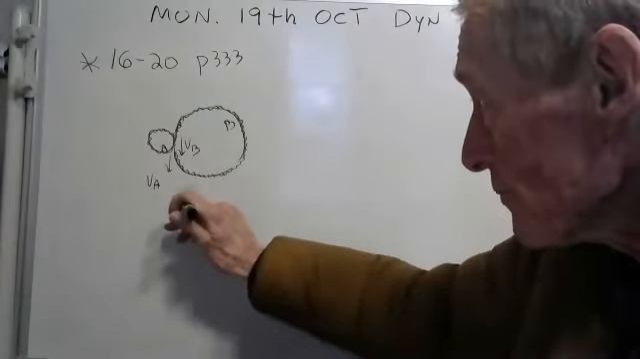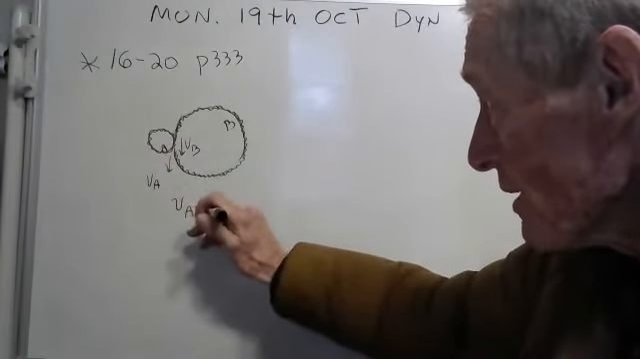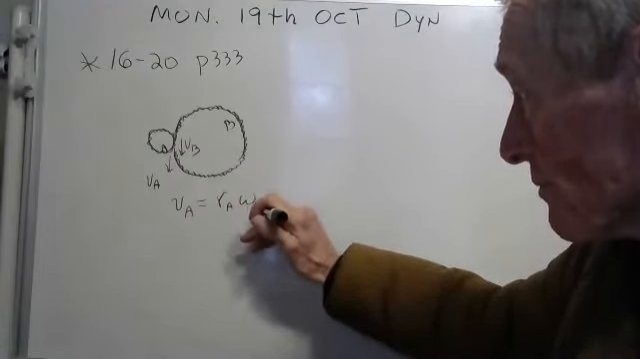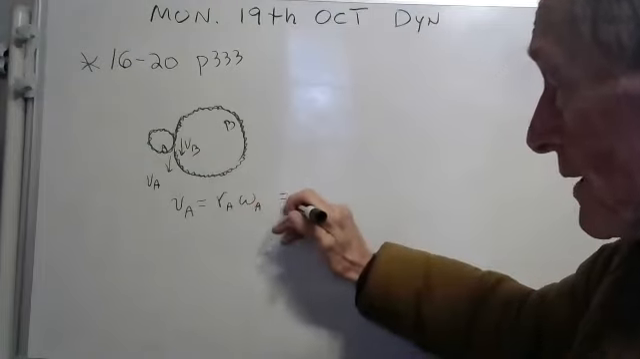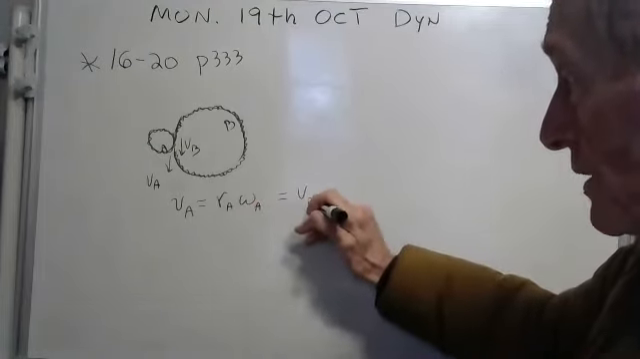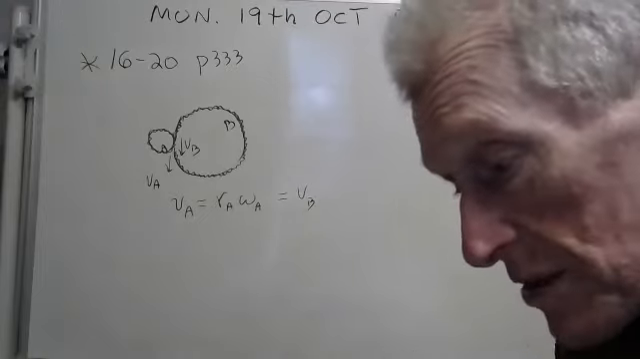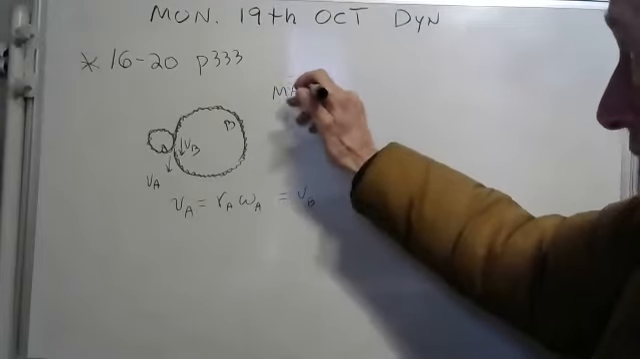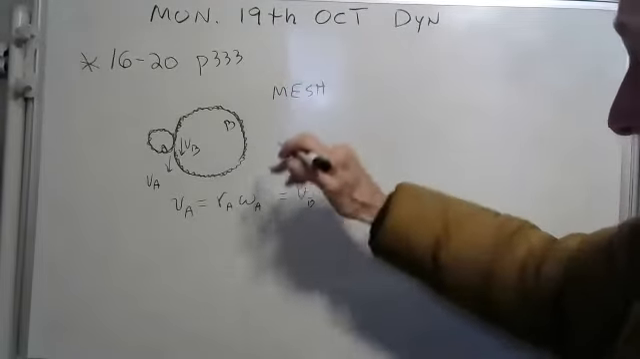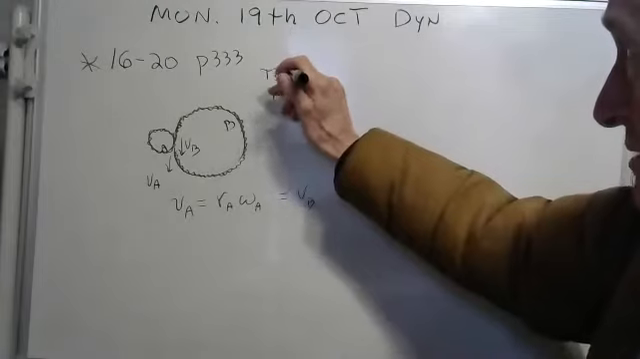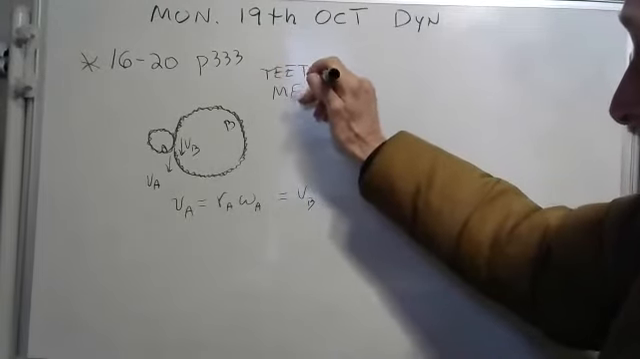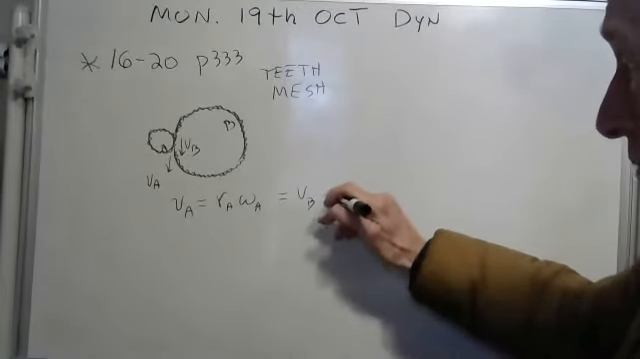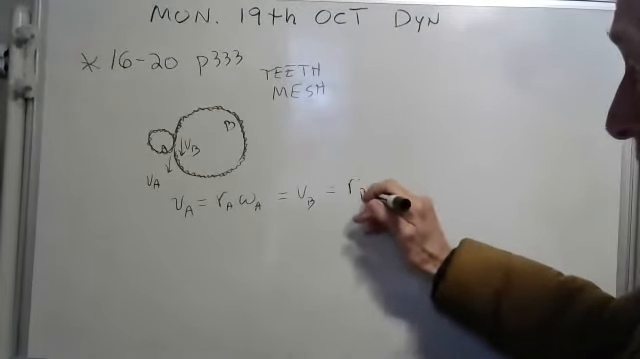Here's the equation. The velocity of A is equal to the radius of A times the omega of A. And that has to equal the same velocity of B. You don't want the teeth going different speeds. You want them to mesh. Mesh, M-E-S-H. You want the teeth to mesh. And see, this is going to equal R of B omega B.